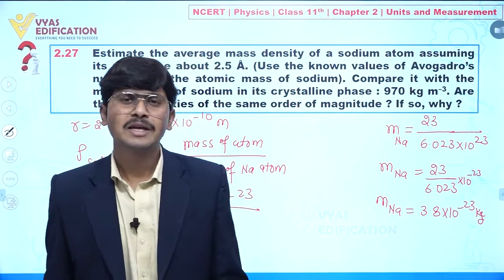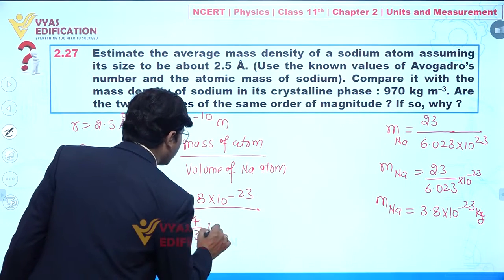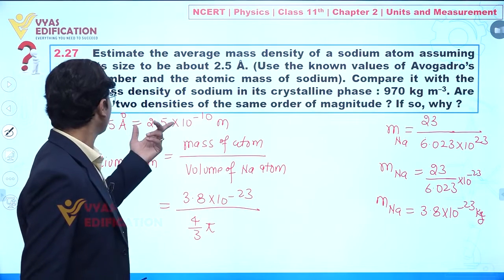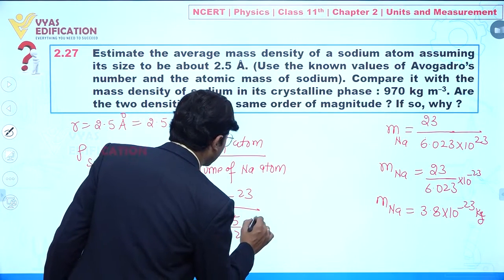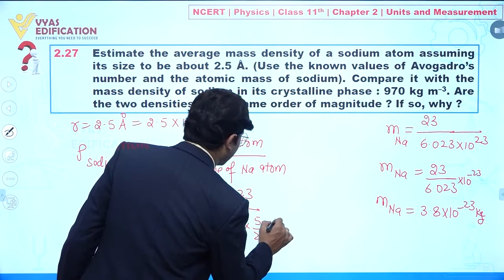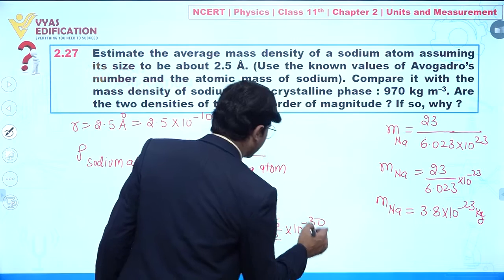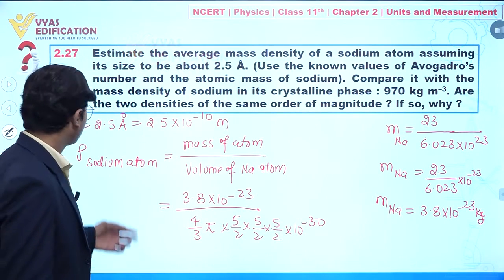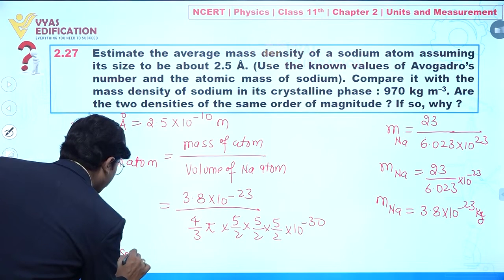Clear? The volume of a sodium atom is given by 4 by 3 pi r cube. R is given to you, this one. So can we write it like this? This is 5 by 2 multiplied by 5 by 2 multiplied by 5 by 2. Clear? And it is multiplied by 10 to the power minus 30. Clear to everyone? So from here you can calculate the density of the sodium atom.